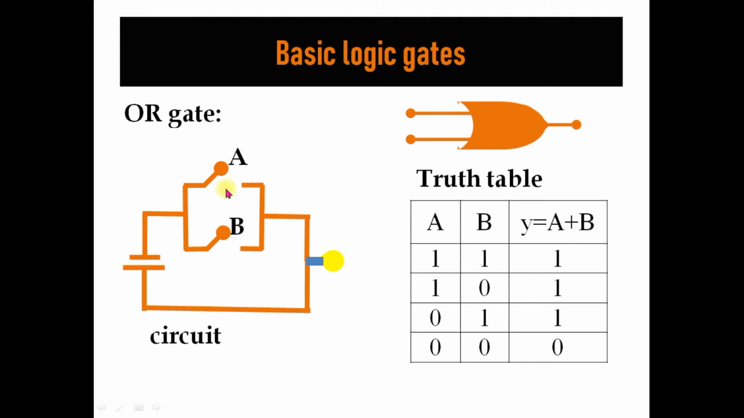So here, if either of the switches is closed, then the output is in high state. That means if this switch is closed, it makes a complete path for the flow of current, then the light is on. If both are open, then it is 0. That means the light is off.